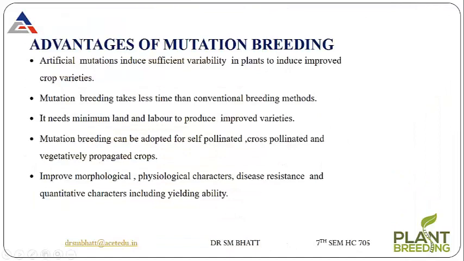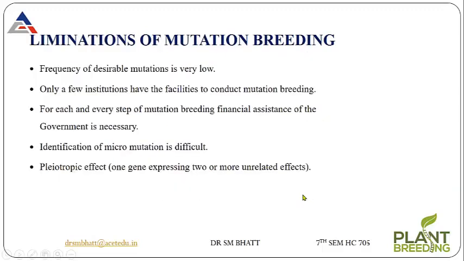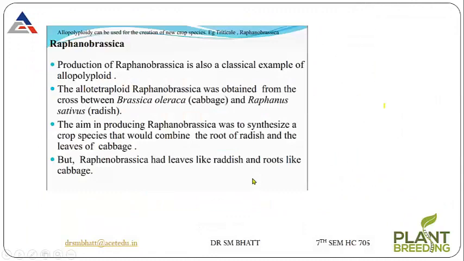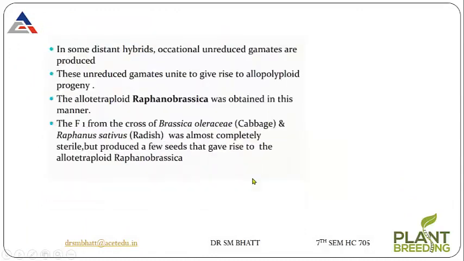Advantages, a lot of advantages there of the mutational breeding. Minimum land or labor, new varieties because of morphological, physiological character, resistant and so on. Limitation of mutation breeding. Then what is the limitation? Frequency is very low, very costly, distribution of micro mutation is essential, very harmful, and more than one gene may be affected. That is all about the mutational breeding and the polyploid.